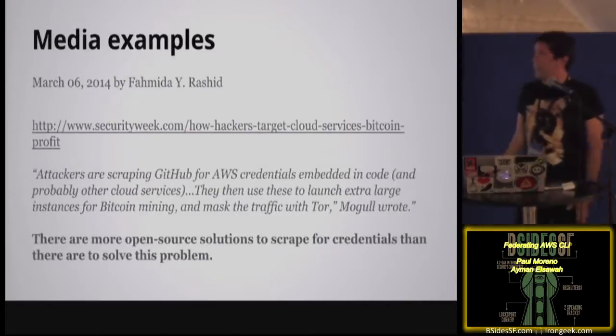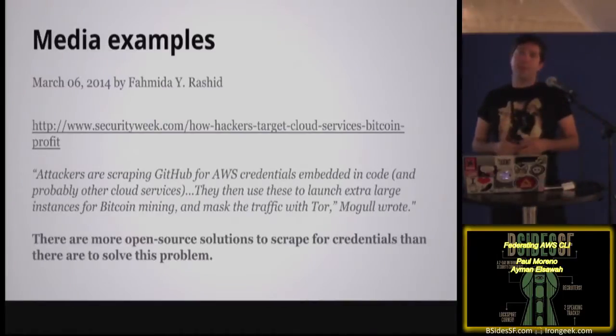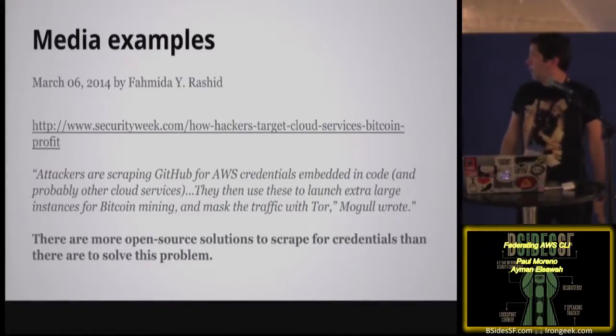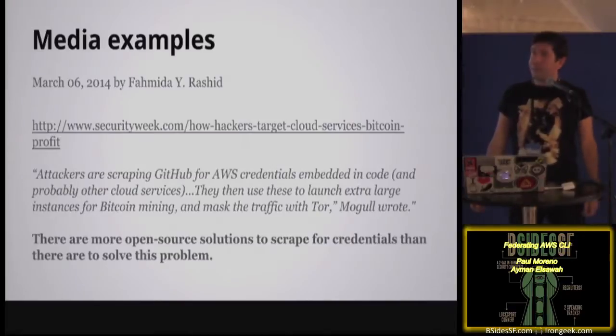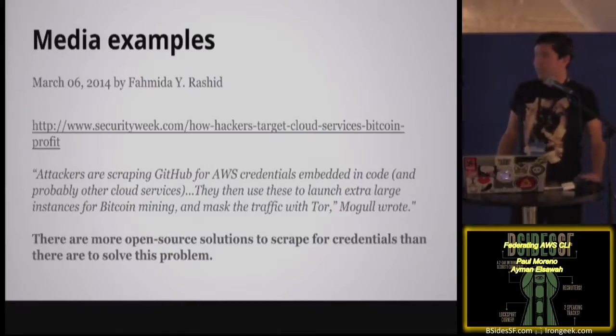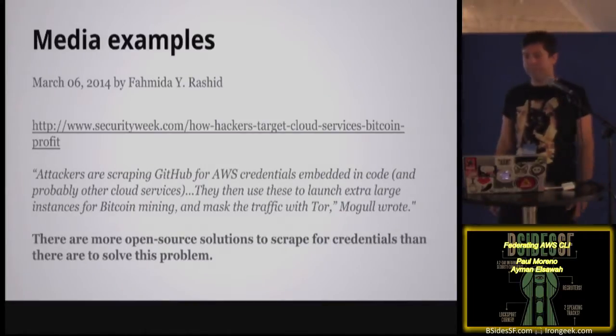So here's some examples of the problem that we've seen. You can see there's a Security Week article here about attackers that were scraping GitHub as well as other locations for plain text access IDs and secret keys out in the wild. And they basically use them to stand up Bitcoin mining operations. And sadly, I found there's a lot more open source solutions to actually scraping credentials than there are to solve this problem.